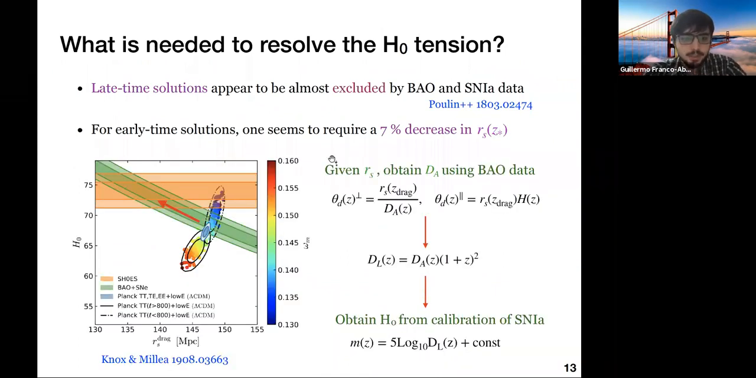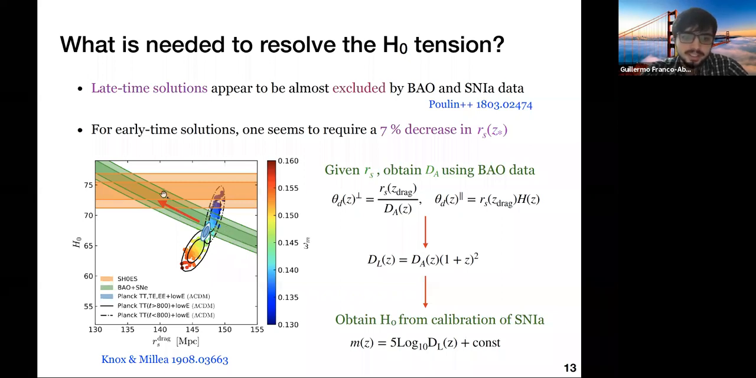So this is very nicely summarized in this plot from a famous paper by Knox and Millea. And what this plot is showing is the direct determination of the Hubble constant by the SH0ES collaboration in orange. And then it is also showing us the determination of the Hubble constant and the sound horizon by Planck, which, as I said before, is very model dependent. And finally, in green, it is showing us a determination of the Hubble constant and the sound horizon obtained using BAO and supernova, and which is very model independent.